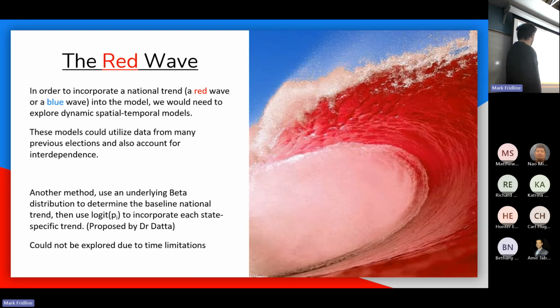And then also another method that Dr. Dada proposed: use an underlying beta distribution to determine the baseline national trend, then use the logit to incorporate each state-specific trend. These could not be explored due to time limitations, but I think it would be a good way to incorporate how the general American population is feeling about the candidates before actually making the state-specific trends.